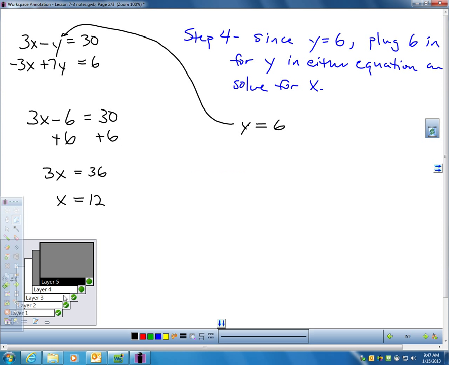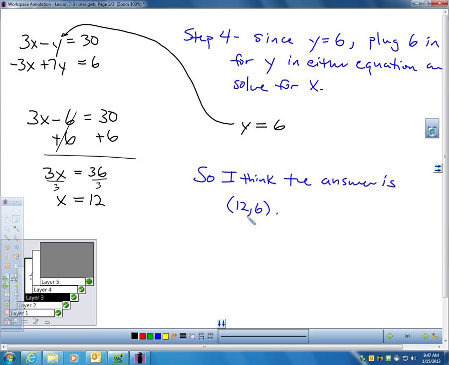Let me turn my layer on here. I added 6 to each side. I get 3x equals 36. I can divide each side by 3, and I found out x equals 12. So my ordered pair should be 12 for x, 6 for y. All I need to do is quickly check it. Let me do that real quick. If I plug in 12 here and 6 here, I'm getting 36 minus 6, which is 30, so that works.